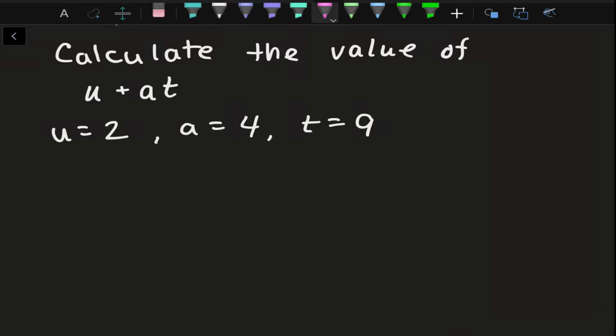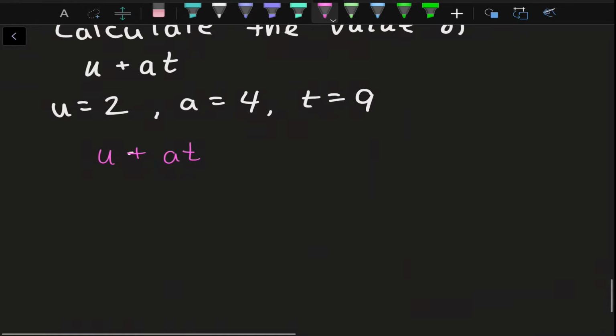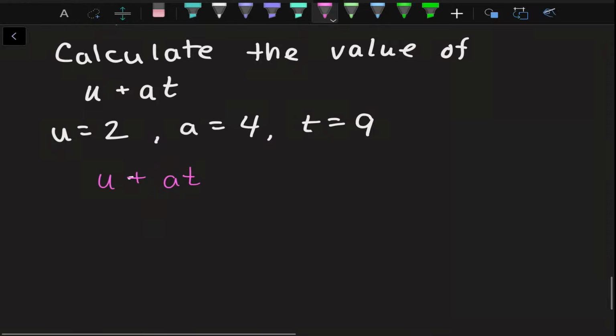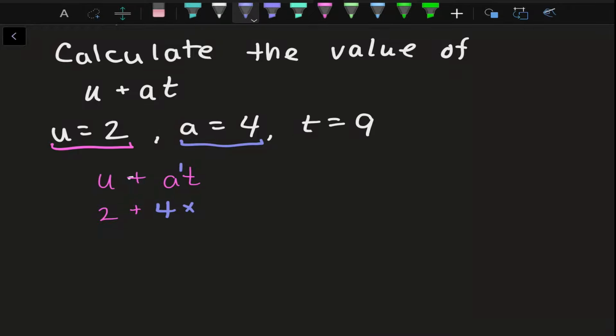Okay, so the first step that I had said was write down the equation. The value is u plus at. My second step, if we look up here, is write in the variable values. I know u is equal to 2, so I can put in 2. A is equal to 4, I can put in 4. And I know this is a multiplication because I didn't see a sign here. And t is equal to 9.